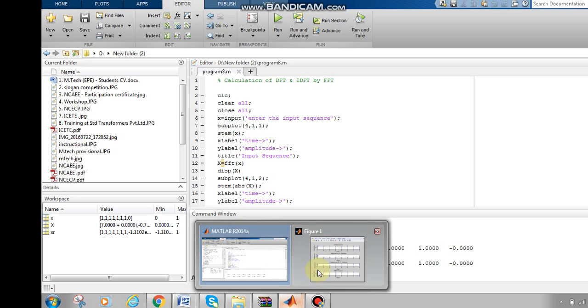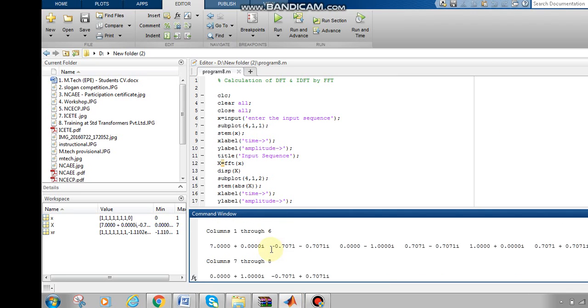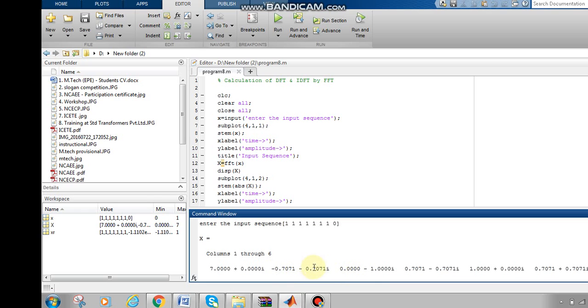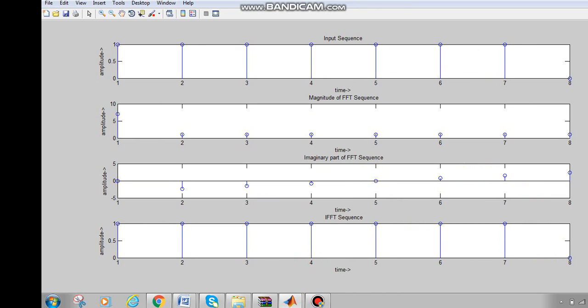Now we will see the figure. In the figure, the first plot is my input, that is 7 ones and 1 zero. Then I have the magnitude part and the angle part. The first value you get is 7, and this is 0. Similarly here you get 0 point some value, and here you get minus. If you want, I will check over here: it is 0.707. The magnitude is the square root of a squared plus b squared, so there won't be a negative part in the magnitude. So we will get the figure in this way. Thank you.